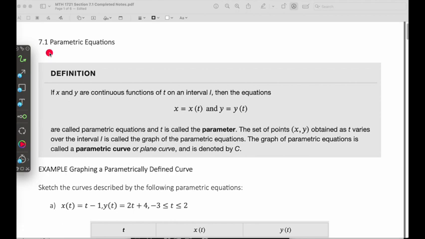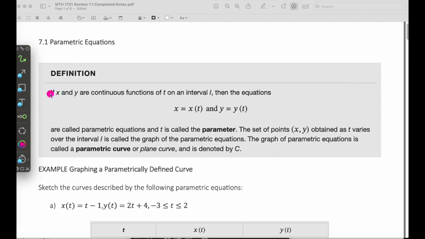This is called t. Usually it's called t because we're talking about it in terms of time. And so our coordinates x and y are now going to depend on t. So x and y are going to be defined like functions in terms of t. And then x and y are going to be traced out or graphed based on t as t increases.